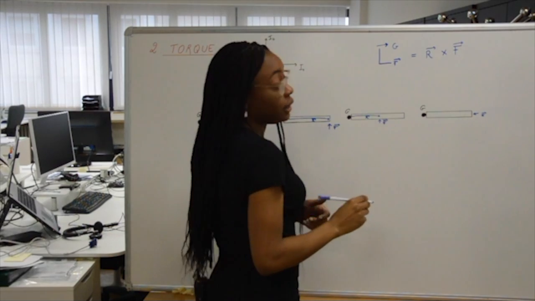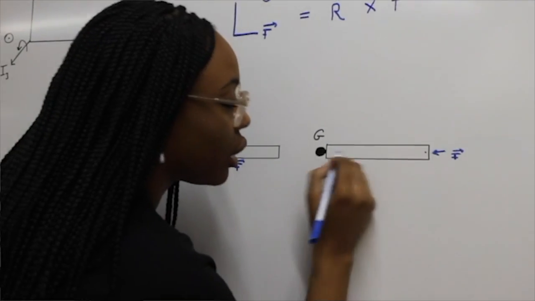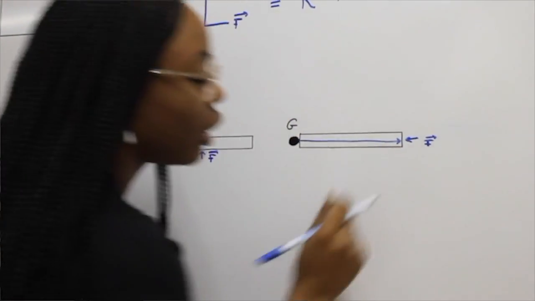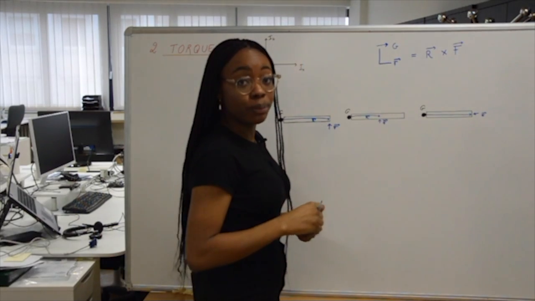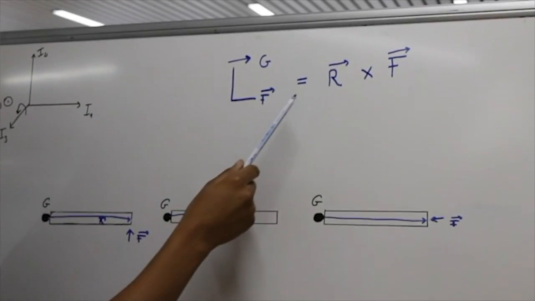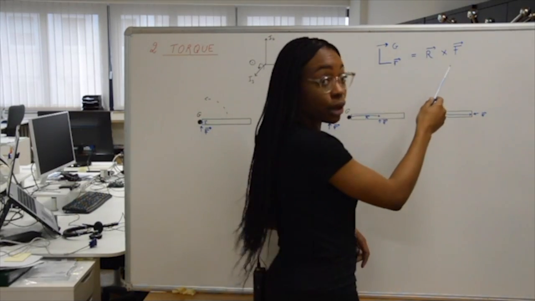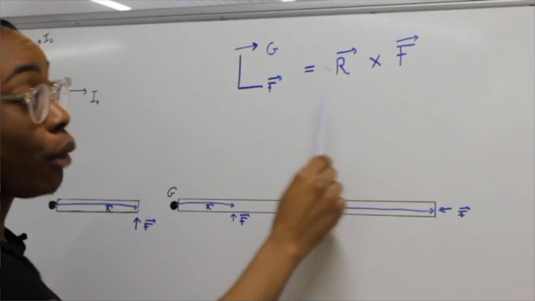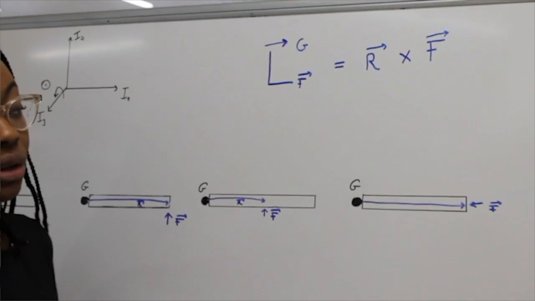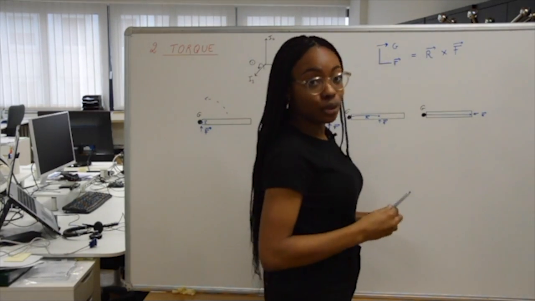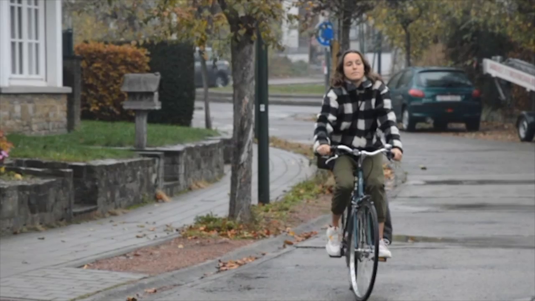Now, let's take the lever arm. We see that the torque would be 0. Why? Because we just saw that the torque equals the cross product of the lever arm and the force. This means that both need to be perpendicular to each other. Since here they are not perpendicular to each other, the torque is 0.